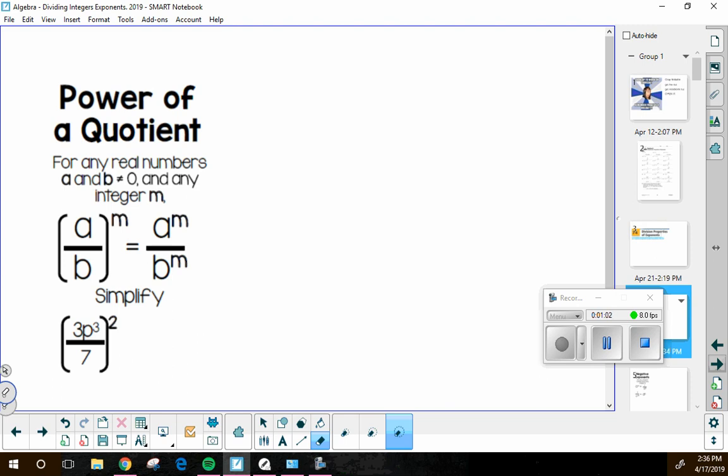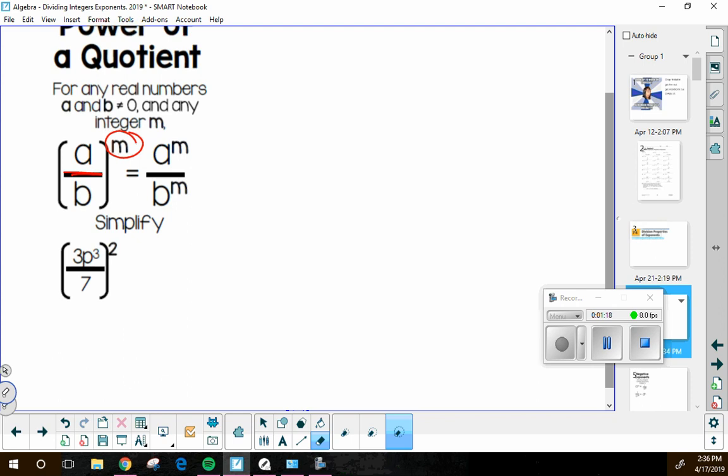Here we go. The power of a quotient. We learned this a little bit yesterday. When you have a quotient to a power, you just distribute the power to the numerator and the denominator. So if you have a fraction like this one that is all squared, remember you get a 2 and you get a 2 and you get a 2. Everybody gets a 2. So this just becomes 3 squared p to the 6th over 7 squared. That's the first way to write it.